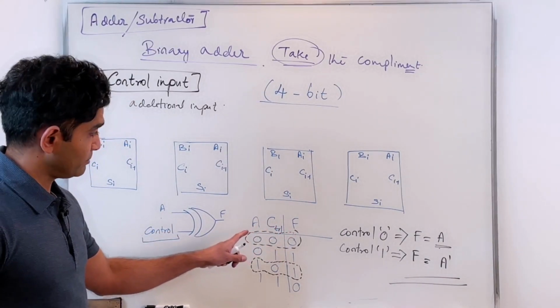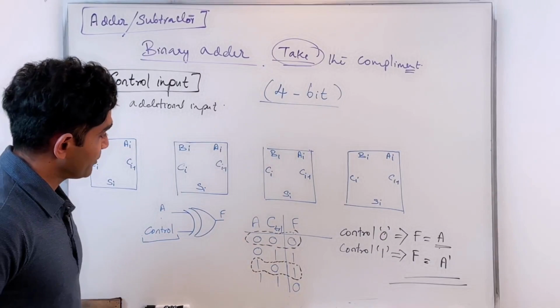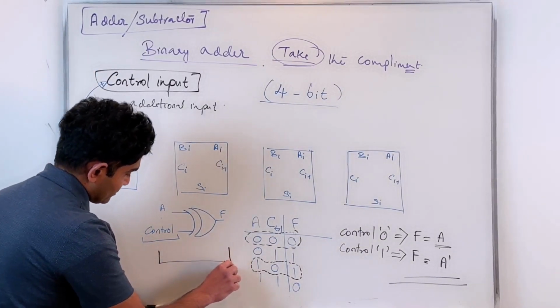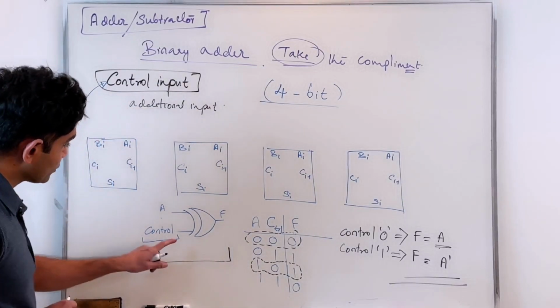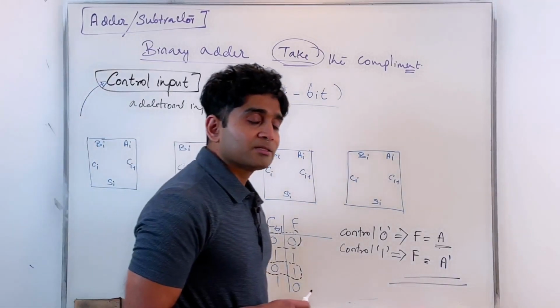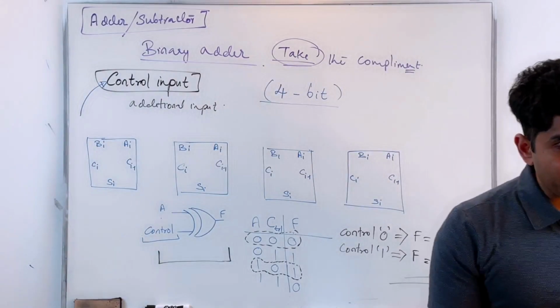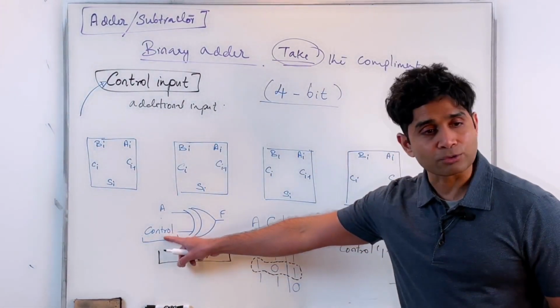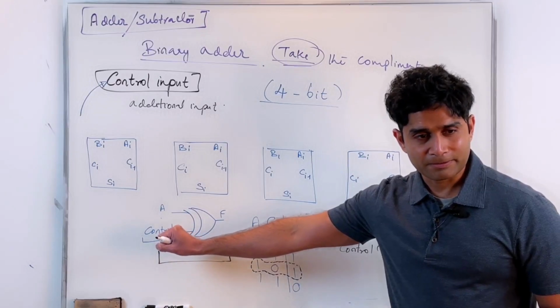Let me put it this way. By using this scheme, using XOR gate and the control input, I can invert A or not invert A based on what I apply on my control input, right?